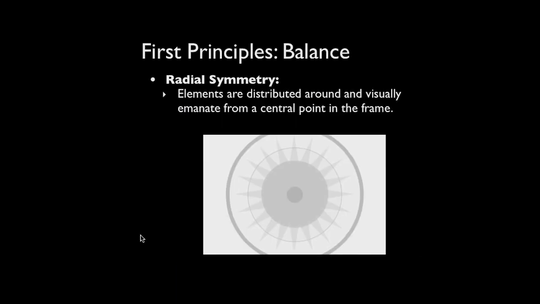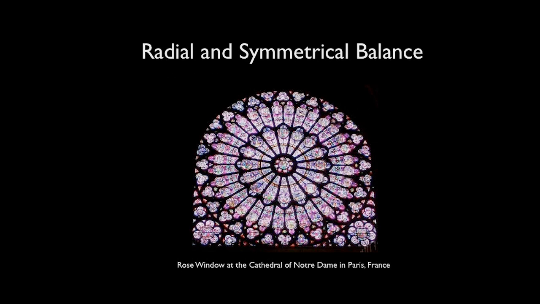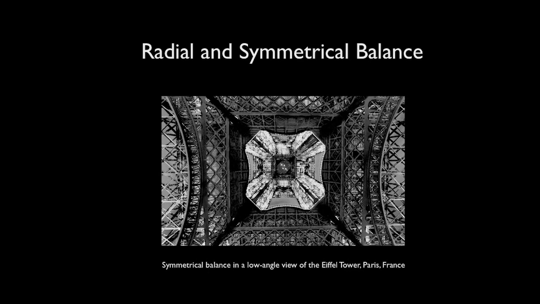Radial balance would be where we've got a balance out in all directions from a central point. It would be like the image of the rose window at Notre Dame, or looking up at the Eiffel Tower. Or looking down a staircase where you've got a round staircase where you see it spiraling down and down and down.